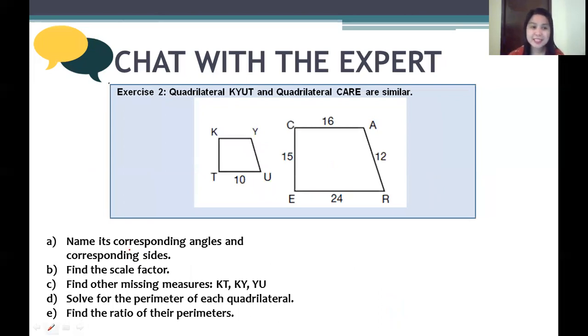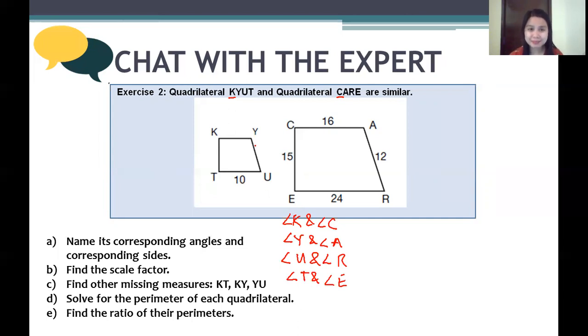The first is we name the corresponding angles and corresponding sides. Let's name the corresponding angles first. The first and the first, that's how we write it. Angle K and angle C. The next, second and second, angle Y and angle A. The next one, angle U and angle R. Then the last is angle T and angle E.